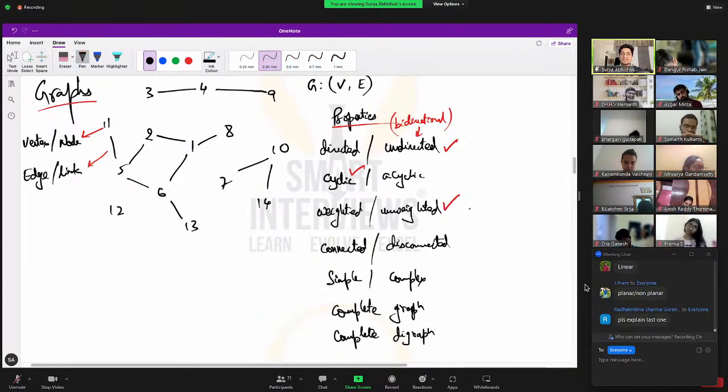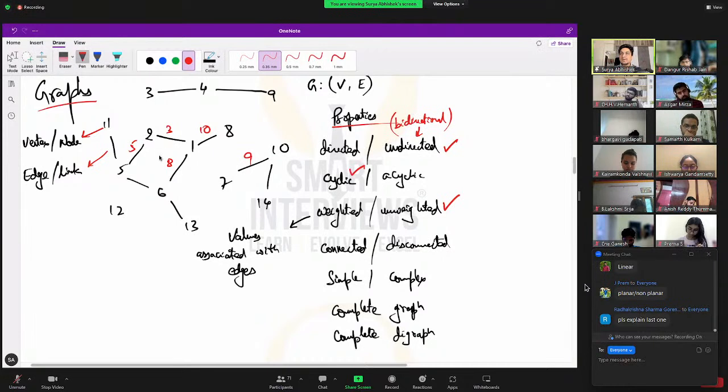So weighted or unweighted is basically about values associated with edges. If you say that, okay, this edge has a value of 3, this edge has a value of 5, this edge has a value of 10, and so on, then it would be a weighted graph. The example that I have here doesn't have any values associated with edges. So it is an unweighted graph.